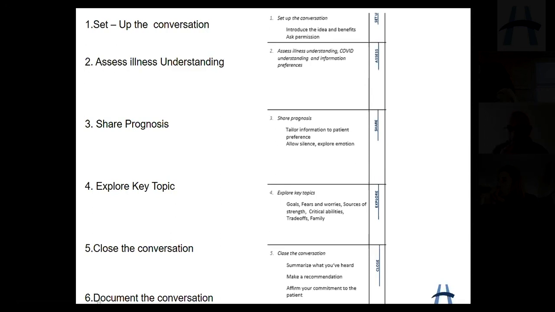Oftentimes we're hesitant to make a recommendation around goals of care and treatment, but once you've had a conversation based on the patient's values, you can frame it in a way that you're saying, based on the values that you have said to me, that you said these critical things are important to you, my recommendation is, for instance, that we do not pursue some of the aggressive treatments that are going to limit your abilities to do these X, Y, and Z critical abilities that are important to you, right?